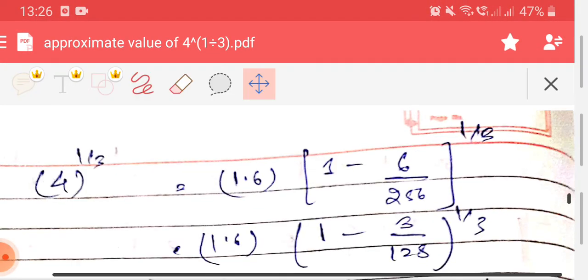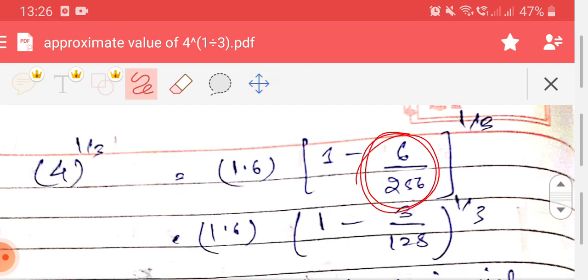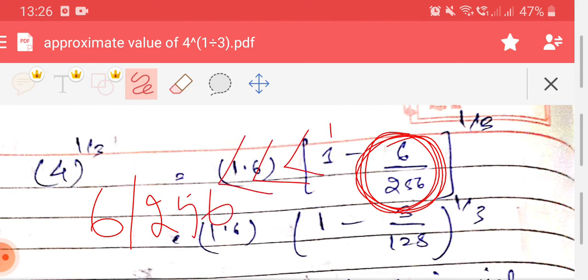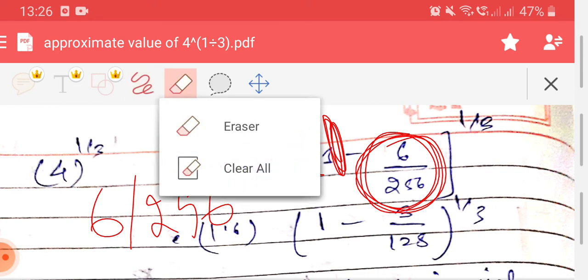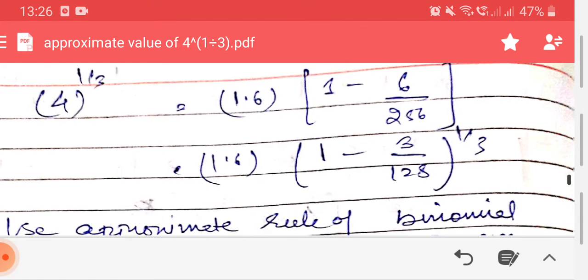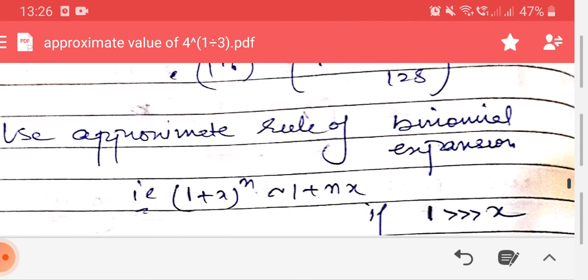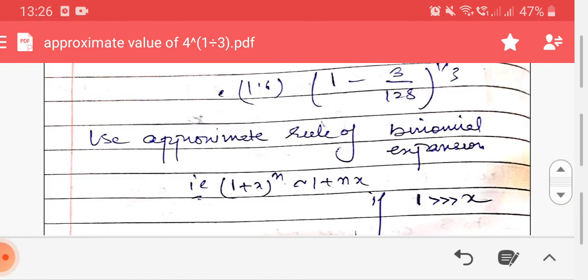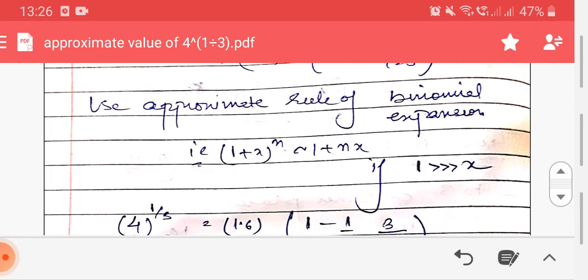Just look at this term, 6 by 256. It is much smaller than 1. This is the basic rule of the binomial expansion using the approximate rule: you have to look for a particular number which is very small, minute as compared to 1. I have written the binomial expansion rule: (1 plus x) to the power n is approximately equal to 1 plus nx if 1 is much larger than x. So you expand binomially, but only up to 2 terms. The rest of the terms are very small and can be neglected.